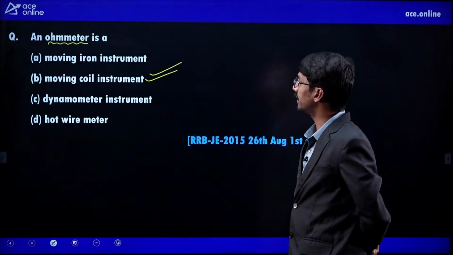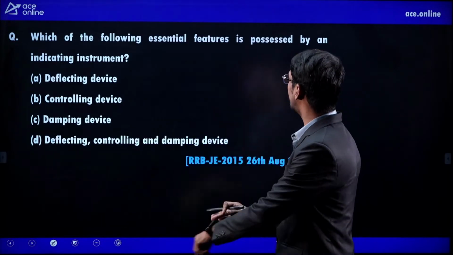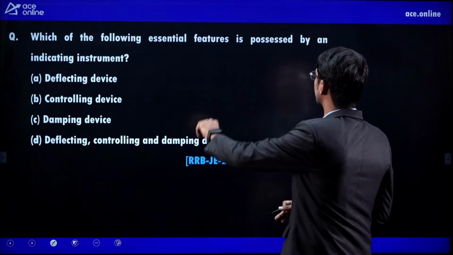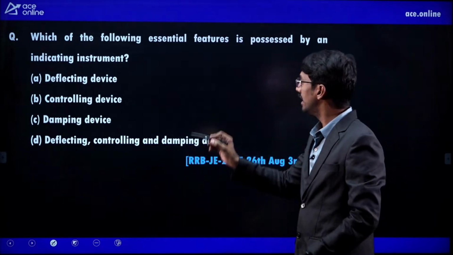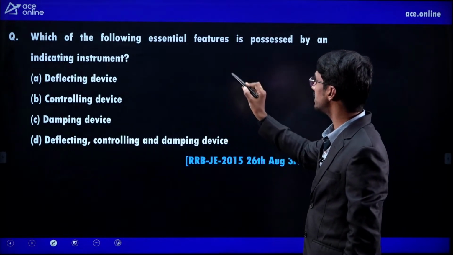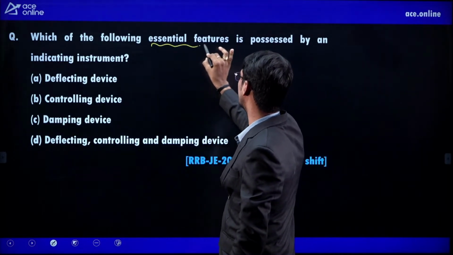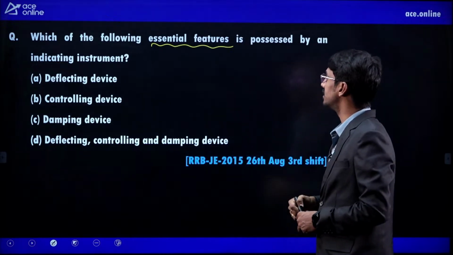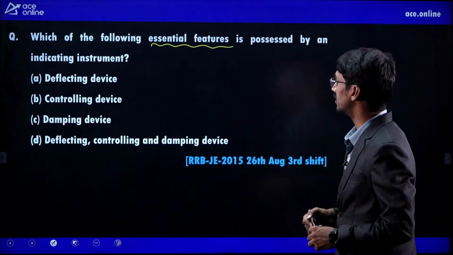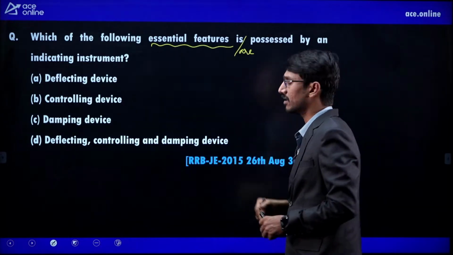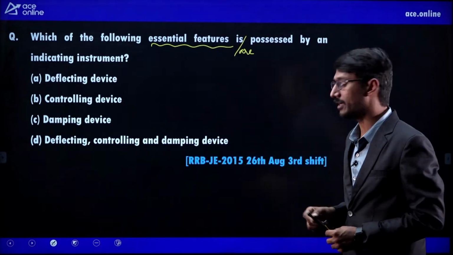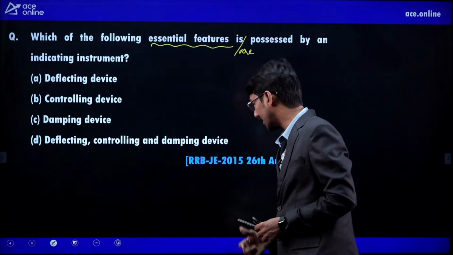Right? Next question. Which of the following essential features is possessed by an indicating instrument? Now tell me, out of all these 4 options, which is suitable for this one? Which of the following essential features is possessed by indicating instruments? Tell me guys, which is the correct option?